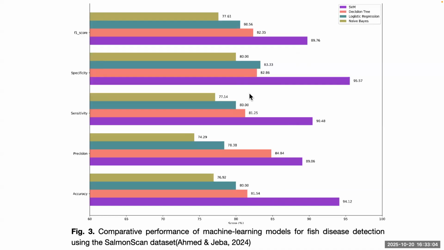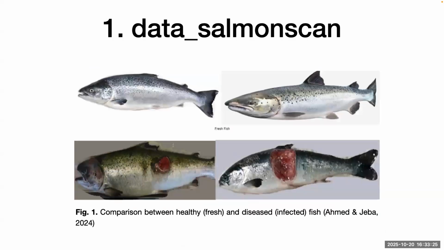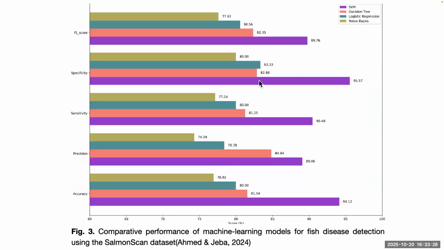In this paper, they didn't use a transfer learning approach. They just split their data. This 1,300 images, they used this data. They just split the data into training and test sets. And when they trained, they just predicted the classes. So these are their predictions.